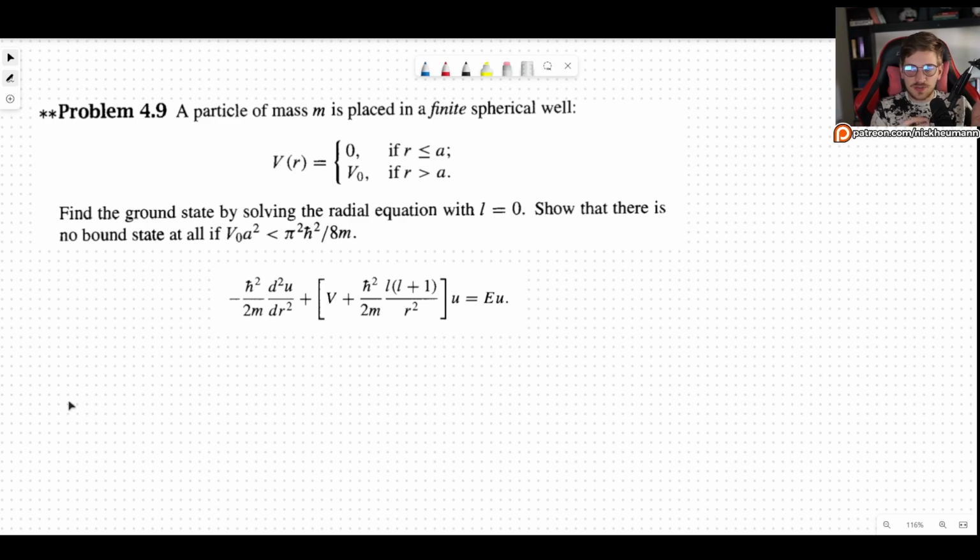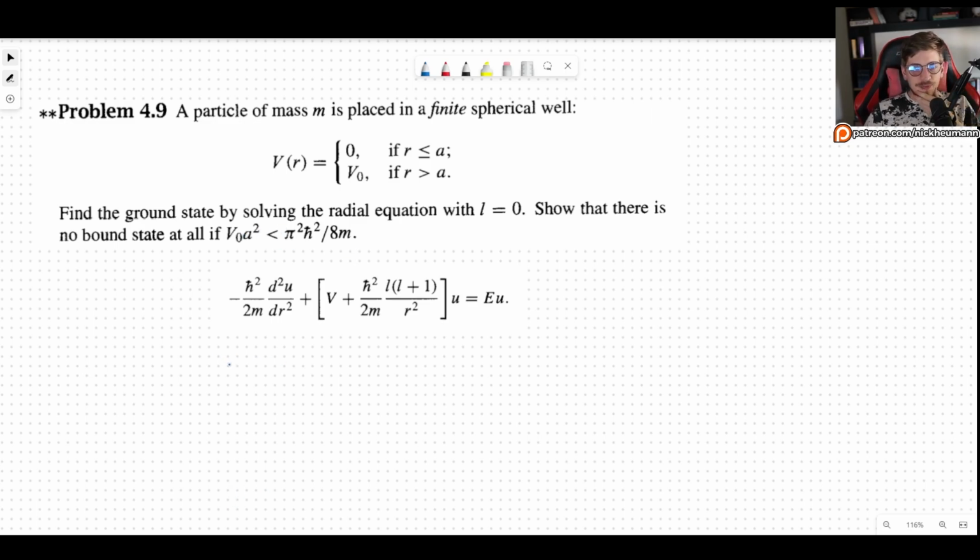It says a particle of mass m is placed in a finite square well, which is a potential that is 0 if r is smaller or equal to a, and V0, some finite potential, if r is greater than a. So what we want to do now is find the ground state by solving the radial equation with L equals 0. And we want to then show that there is no bound state at all if V0 times a squared is smaller than this amount right there.